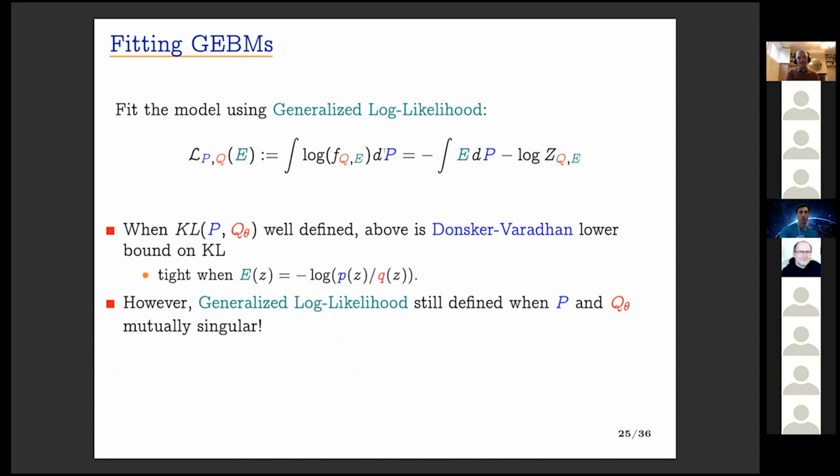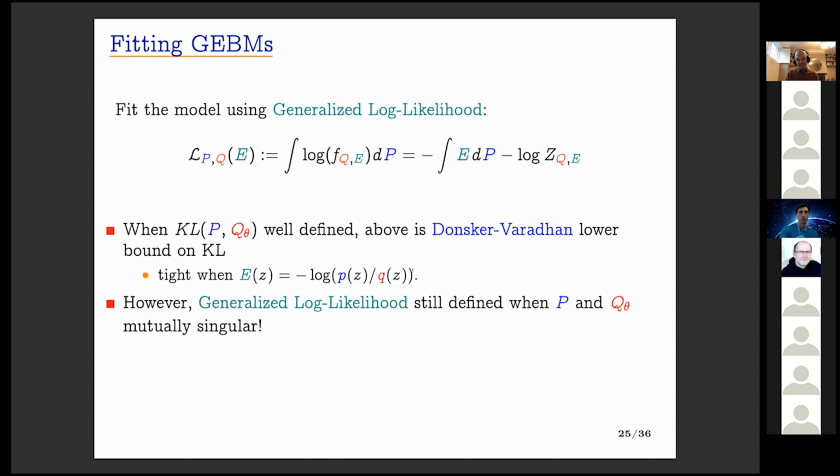What's interesting though is that, two things. First of all, when KL is well defined, so when the ratio of P to Q is well defined, this is the well-known Donsker-Varadhan lower bound on the KL, which is tight when the energy function is the negative log ratio of P to Q. So if P and Q have densities with respect to the Lebesgue measure on the ambient domain, and if the ratio of P to Q is well defined, so if the support of P is contained within the support of Q, then this is a lower bound on the KL divergence, which is tight as soon as my energy function hits the ratio of P to Q, which, surprise, is the importance weighting ratio.